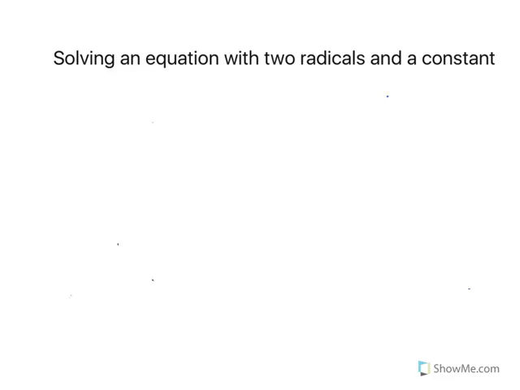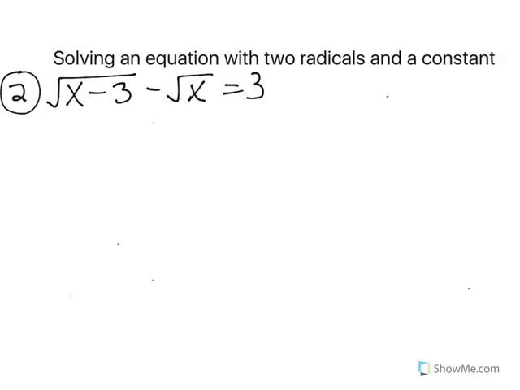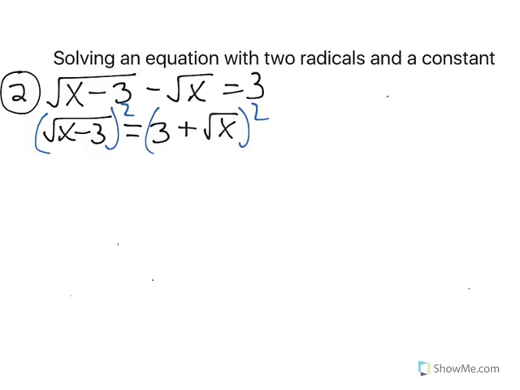So here's our last problem. Very similar to the one we just had, with a small tweak. Square root of x minus 3, but now we're going to have minus square root of x equals 3. Alright, so same thing. You want to bring the radicals on opposite sides. So we'll have square root of x minus 3 equals 3 plus square root of x. And now you square both sides. Be careful when you do this. And you get x minus 3 equals 9 plus 6 square root of x plus x.